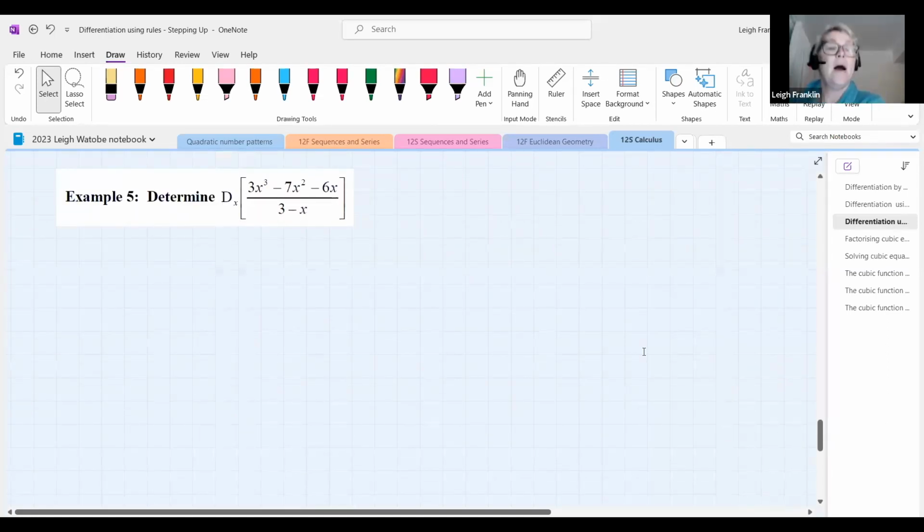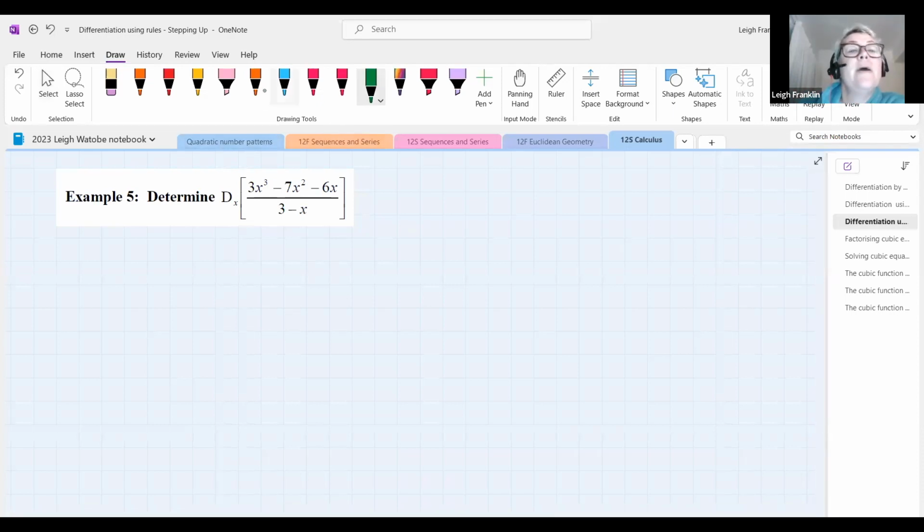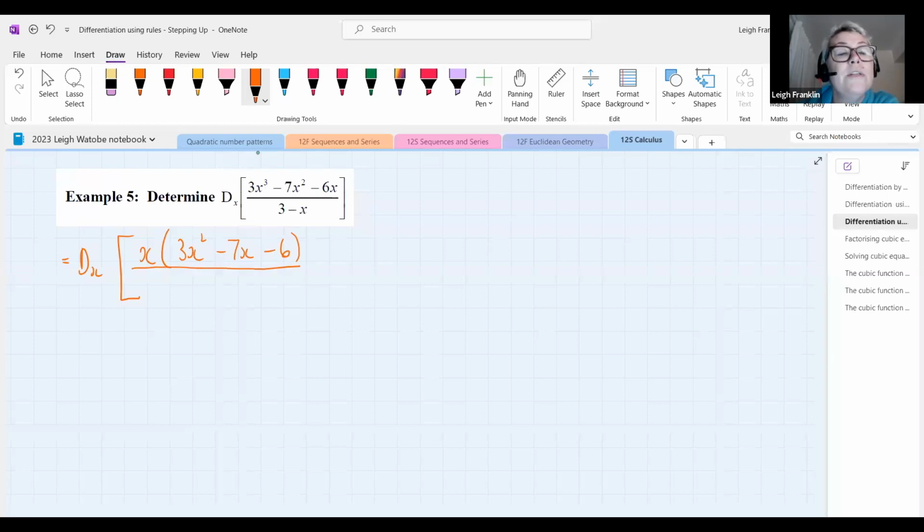If you have a look at the numerator, it's a cubic, but there's an x in every single term, which means you would be able to take out x as the highest common factor first of all. We would do that to the numerator. That would give us 3x squared minus 7x minus 6. At the bottom, I don't want it as 3 minus x. I want it as x minus 3. So I want to take out a factor of negative 1 at the bottom, and then I can write that as x minus 3. If you do that in the first step or in the second step, it doesn't matter.